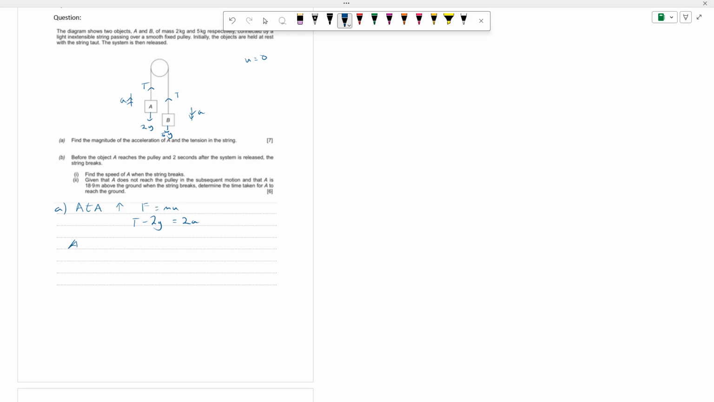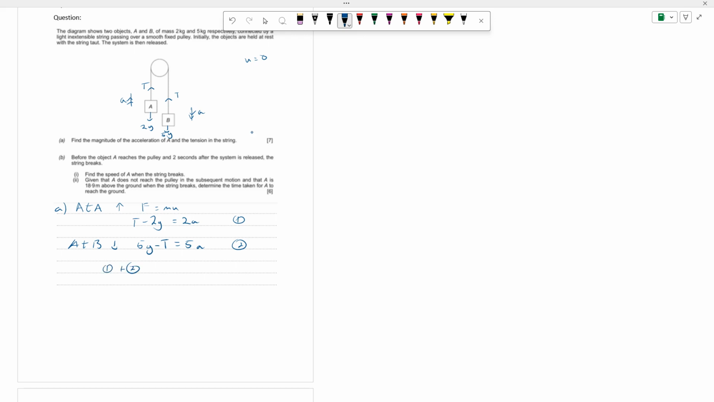Now let's look at B. I'm going to resolve downwards this time because acceleration is downwards. I'm going to do the same thing again. So I've got 5g going down, I've got tension going up, and that should be 5a. There's equation 1, there's equation 2, two unknowns. Let's use some simultaneous equations, okay? So I'm going to add them. I'm going to do number 1 add number 2.